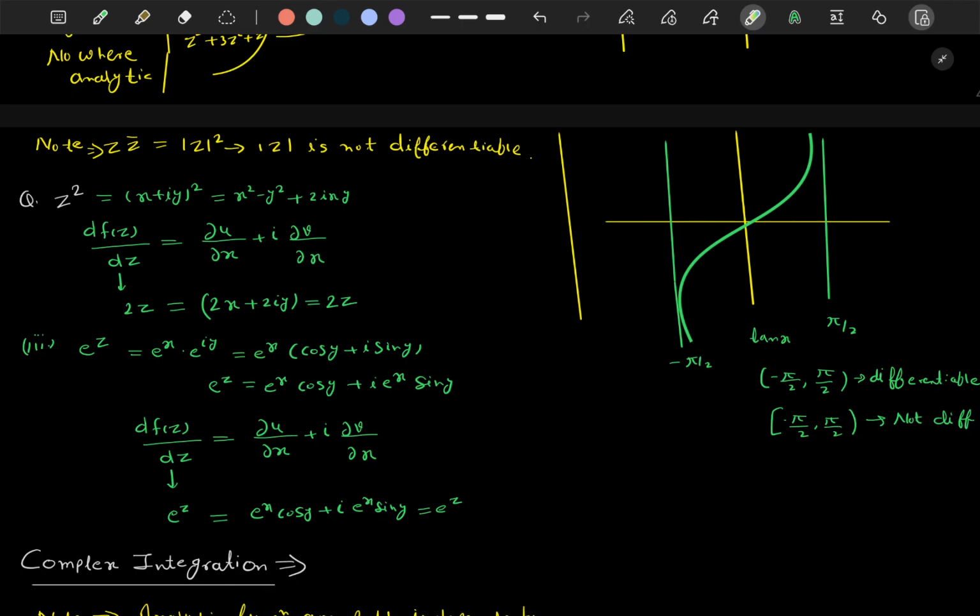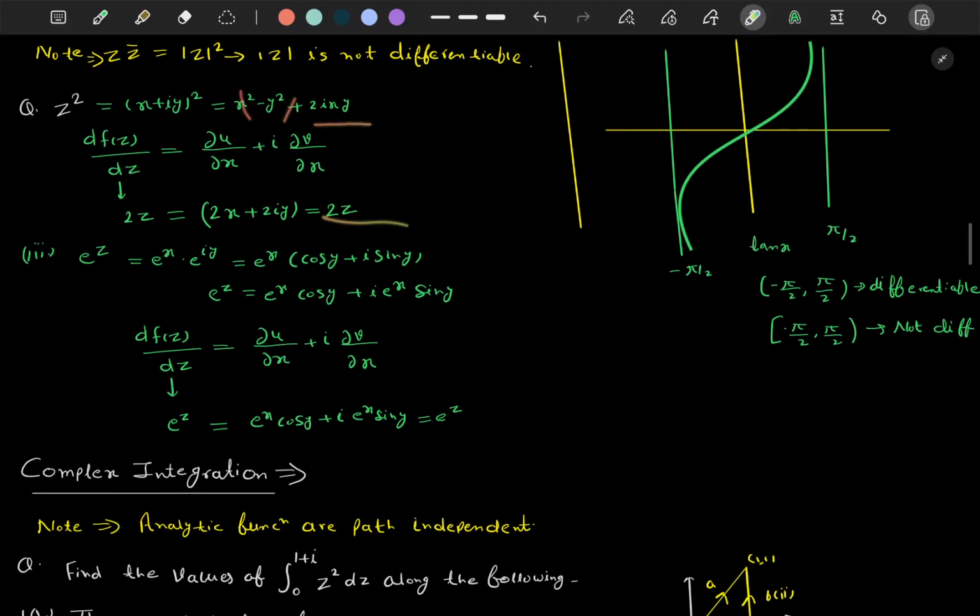You know all these things. You are very smart people, I know. So z equal to x plus iota y, the whole square. When you expand it, you will get this. So just differentiate this with respect to z. What do you have? You have x plus iota y, u plus iota v. So del u by del x plus iota del v by del x. So it will go to 2z, and u equal to x square minus y square, and v equal to 2xy. This is u and this is v.